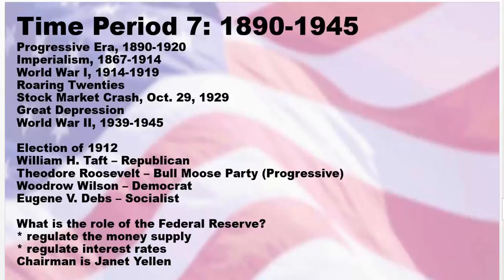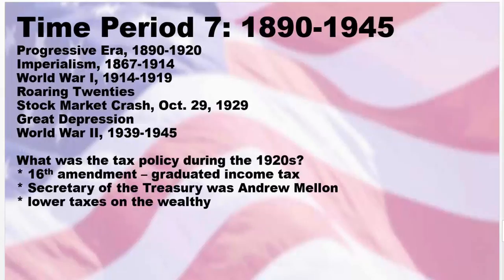All right. Now we continue with time period 7, and we go to the 1920s, the Roaring '20s, when the presidents were Warren G. Harding, Calvin Coolidge, and Herbert Hoover, all Republican presidents, all with the Secretary of the Treasury by the name of Andrew Mellon, and all who supported tax cuts on the wealthy.